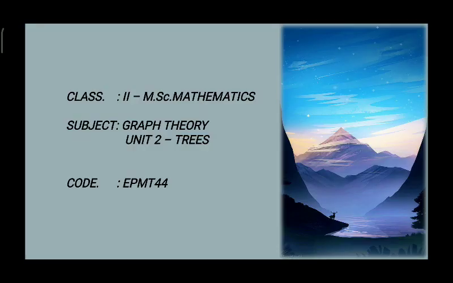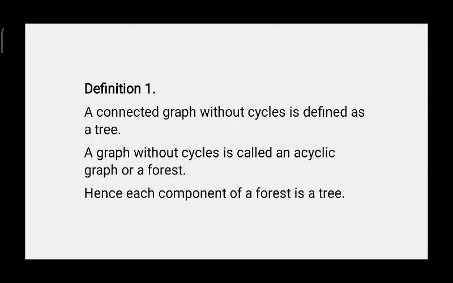In this video lecture, I am going to discuss trees in graph theory for second MSc Mathematics. First, we'll define what a tree is. We already know that a graph is called connected if there exists a path between every pair of distinct vertices. So in order to define a tree, we need a connected graph. A connected graph without a cycle is known as a tree. That means a connected acyclic graph is called a tree.